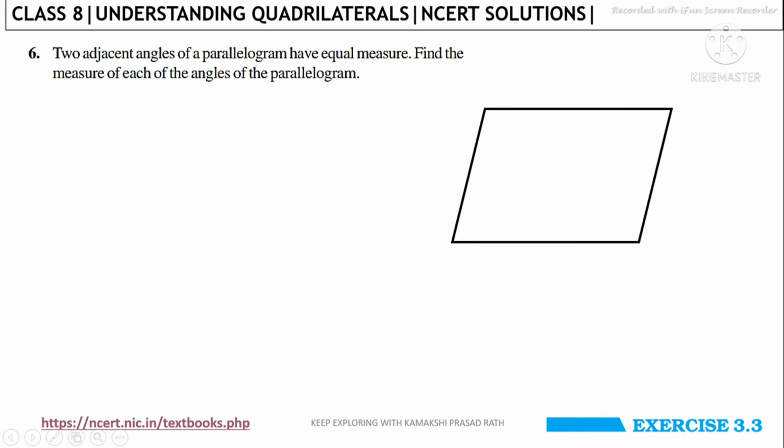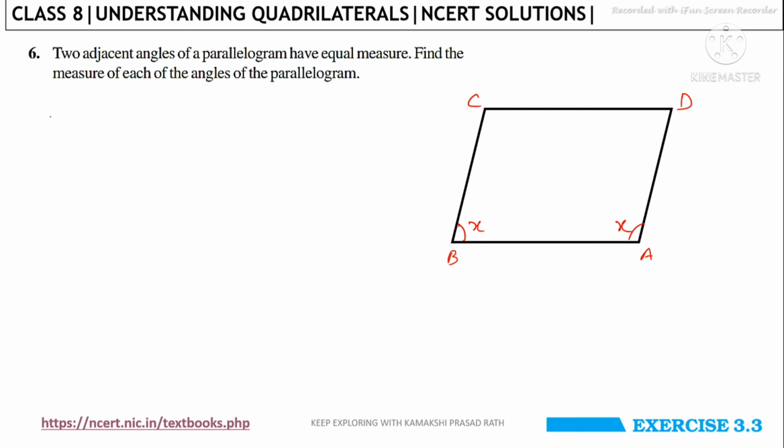Two adjacent angles of a parallelogram have equal measures. Find the measure of each of the angles of the parallelogram. So let's consider the parallelogram ABCD. As it is given, the adjacent angles have equal measures. If one is x, the other one is also x.